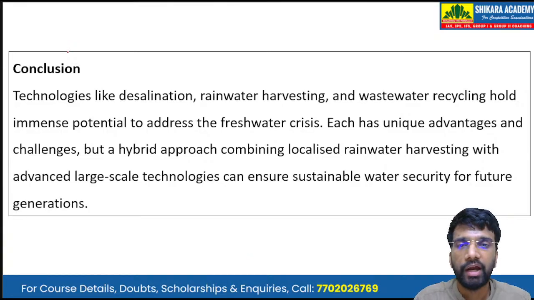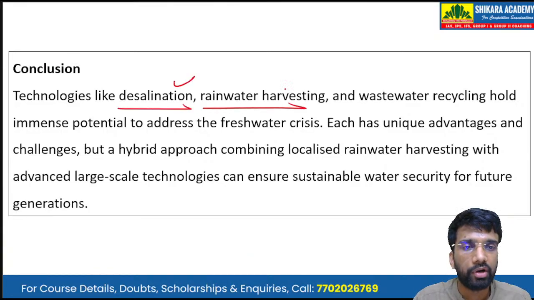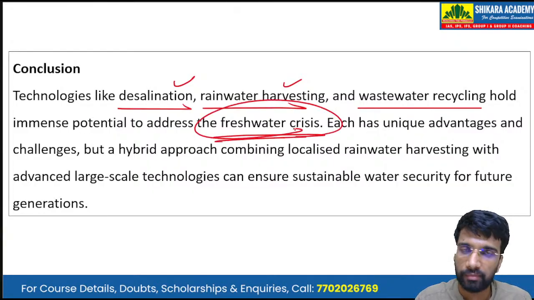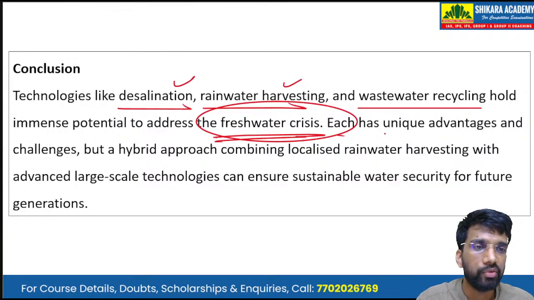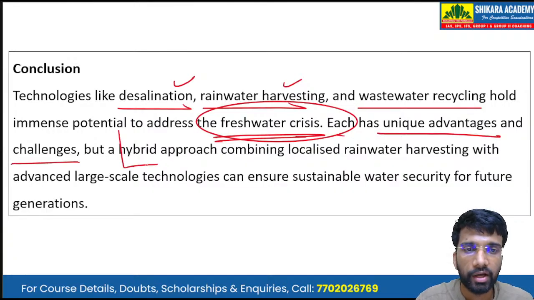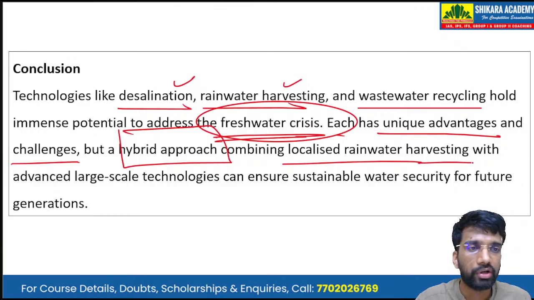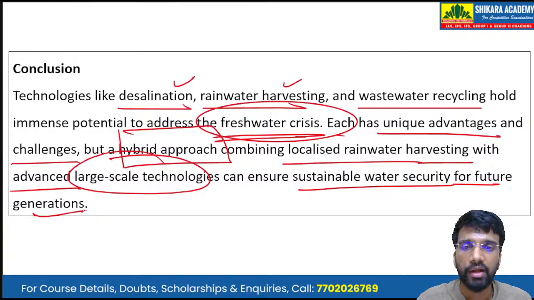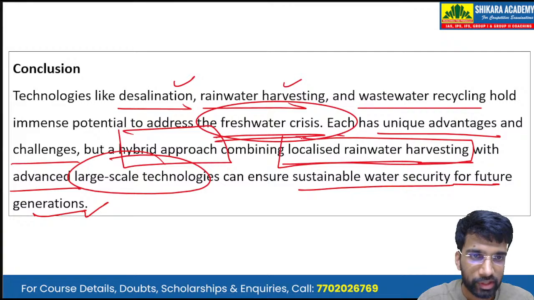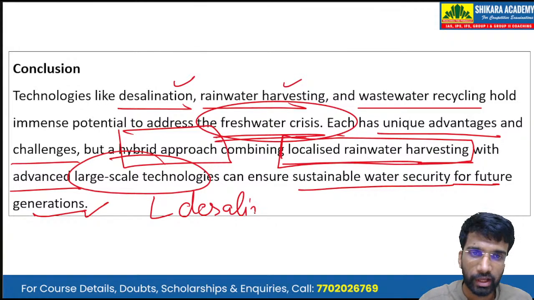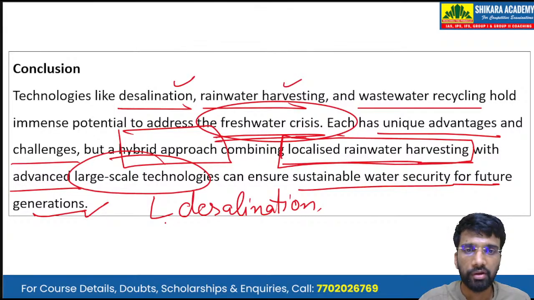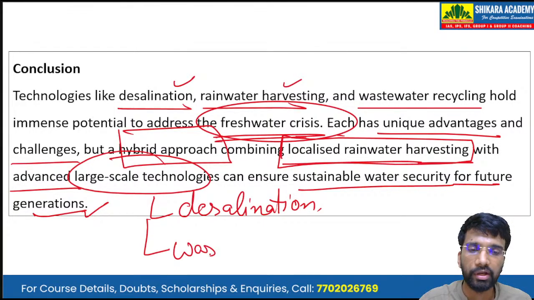Finally, in conclusion, we write that technologies like desalination, rainwater harvesting, and wastewater recycling hold immense potential to address the freshwater crisis. Each has unique advantages and challenges, but a hybrid approach combining localized rainwater harvesting with advanced large scale technologies can ensure sustainable water security for future generations. So, the bottom line is that we have to use localized rainwater harvesting along with large scale technology such as desalination for the coastal areas, or we can go for wastewater recycling.